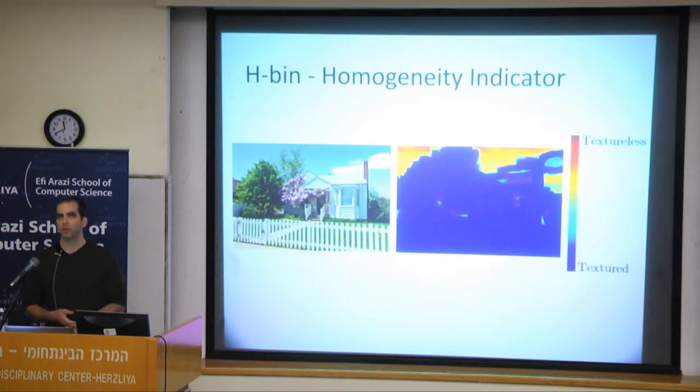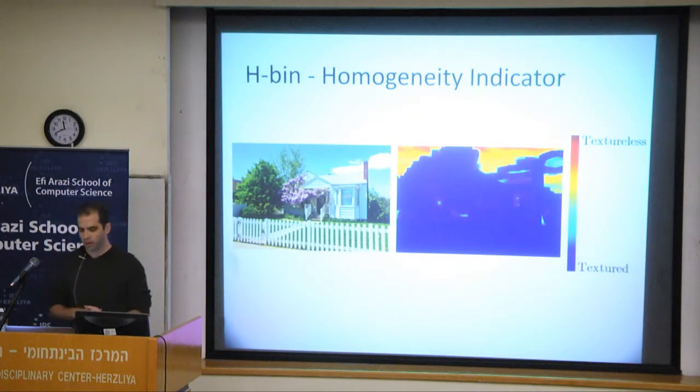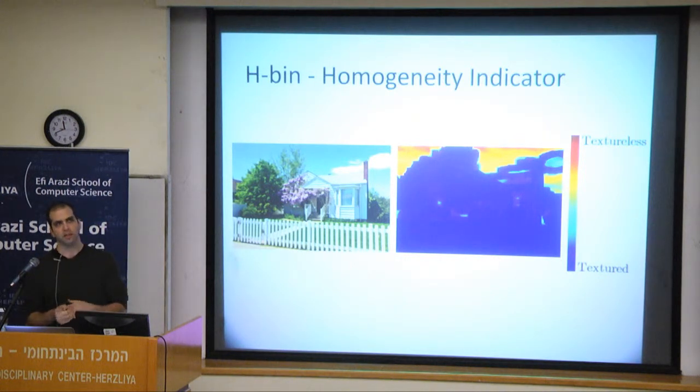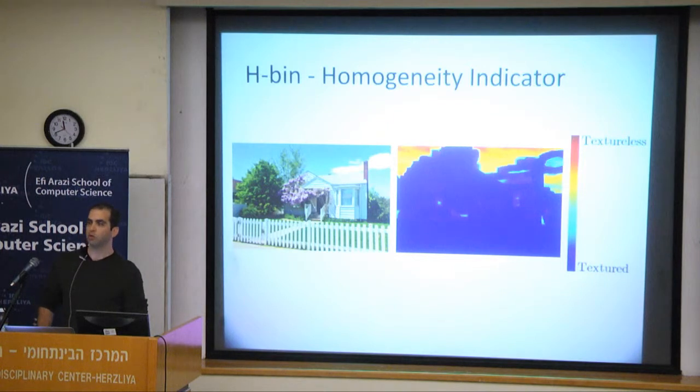Here you can see an example where we densely sampled the image, computed an OTC descriptor, added the H bin, and applied an L2 normalization. On the right side, you can see the value of the H bin after normalization. You will note that in homogeneous areas, indeed, the H bin received a high value, and in textured areas, such as the house and the tree, the H bin received a low value.